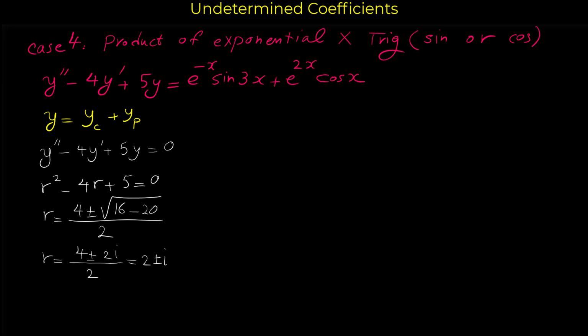And so the complementary solution is e to the 2x times c sub 1 cosine of x, since the coefficient of i here is 1, we have 1i, so cosine of 1x, plus c sub 2 sine of x. If you don't know how to write the complementary solution, watch my video about solving homogeneous differential equations. So this is the complementary solution for this equation.